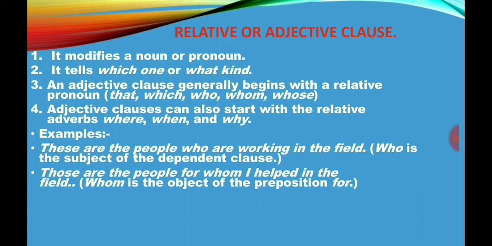Examples: These are the people who are working in the field. Who is the subject of the dependent clause. Here, "who are working in the field" is a relative or adjective clause, which is called a dependent clause. Those are the people for whom I helped in the field. Here, whom is the object of the preposition. "For whom I helped in the field" is a relative or adjective clause, which is called a dependent clause.